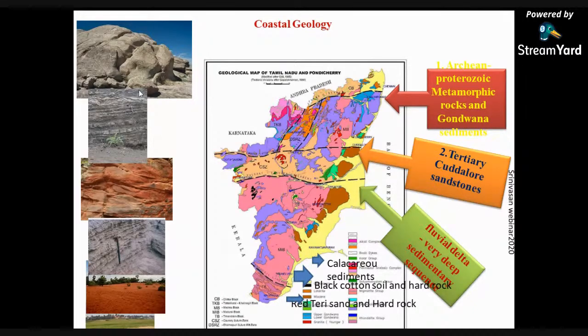So you get this kind of massive hard rock in the northern part of Tamil Nadu. Then in the central part you get a deep sedimentary part. Then again in the southern part you get the hard rock. So the hard rock, the crystalline rock, or igneous and metamorphic rock, is there in the southern part of the Tamil Nadu coast and in the northern part of the Tamil Nadu coast. Centrally we have a thick sequence of sediment. So that is how the geology is there.